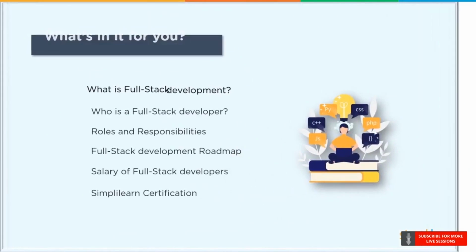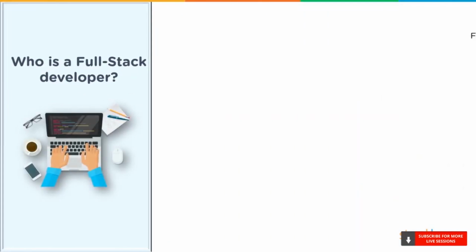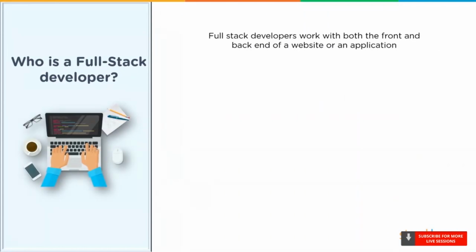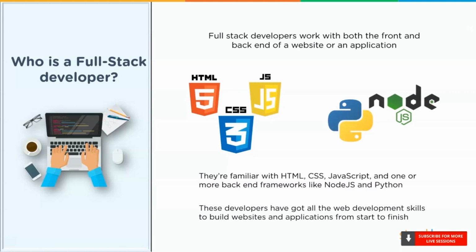So moving on, let's see who a full stack developer is. Now basically a full stack developer works with both front end and the back end of an application. He has to be familiar with languages like HTML, CSS, JavaScript, and also one or more back-end frameworks like Node.js and Python. Now, these developers have got all the web development skills to build websites and applications from start to finish.